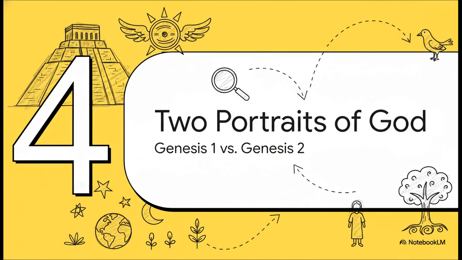Okay, so that makes a ton of sense. Genesis 1 is a powerful argument against Babylonian mythology. Got it. But that still leaves our original question hanging, right? Why are there two contradictory stories inside the Bible itself? So let's zoom back in and really compare them.